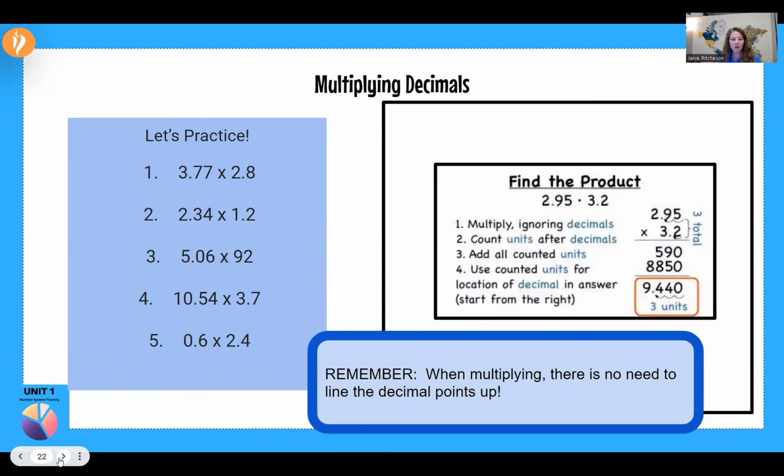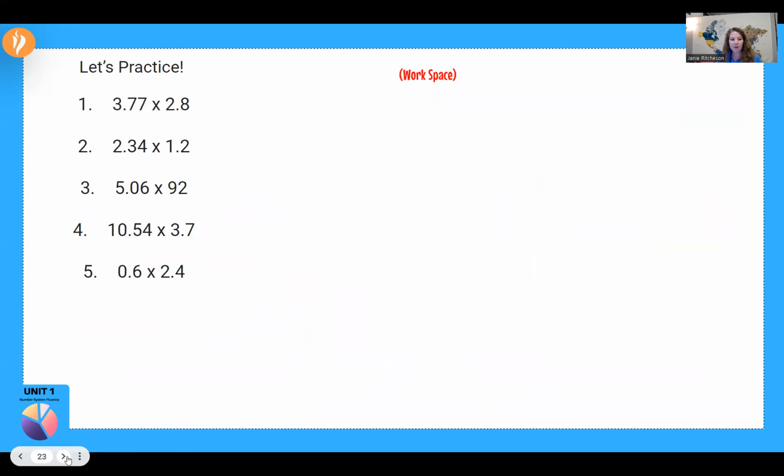All right, so we're going to practice these 5 problems. I'm going to have a little bit more space on this one. So I want you guys to go ahead and you can watch me do the first one together if you want, but if not, go ahead and pause the video and work out all 5 of these problems and then come check your answer. All right, so number 1, we're multiplying 3.77 times 2.8.